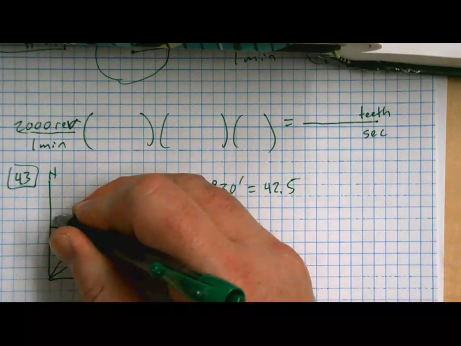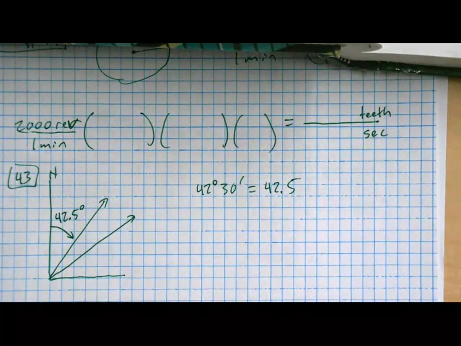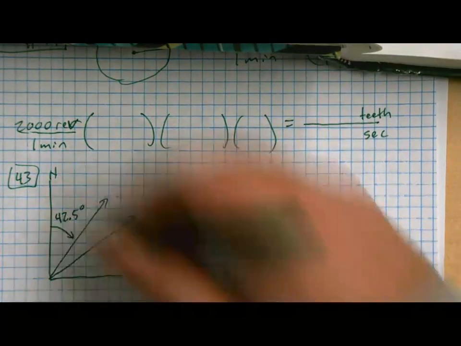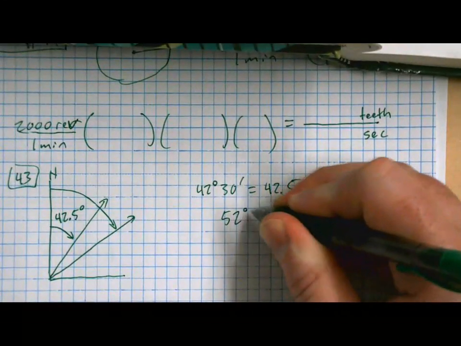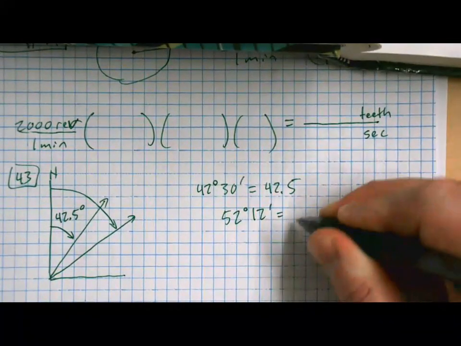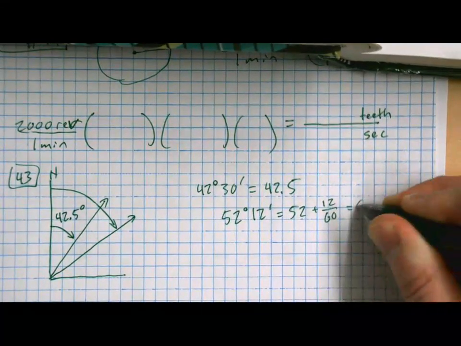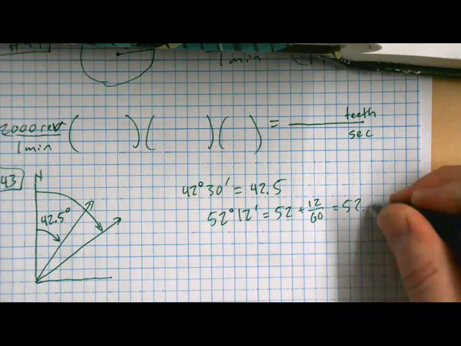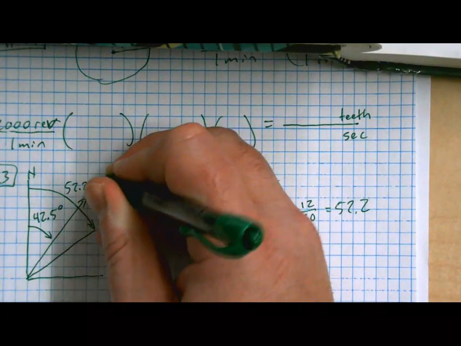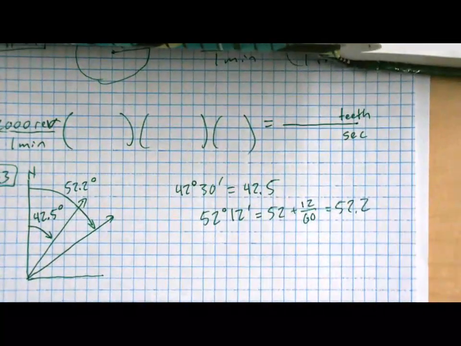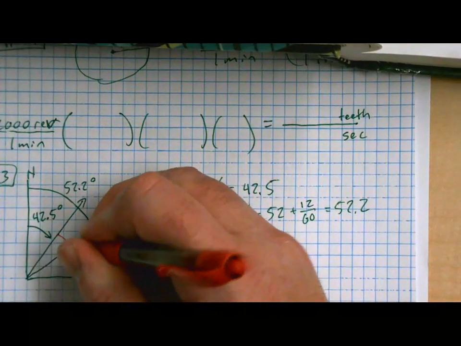42.5. We already learned how to do that with the calculator. We didn't have to do that in our head, but we were capable, so we'll practice there. And then this one was 52 degrees 12 seconds, so I would take my calculator and do 52 plus 12 over 60, which comes out to 52.2. So this is 52.2 degrees. So I'll show you how to finish this up, okay? You're going to need to find this angle. I'm going to call it theta.